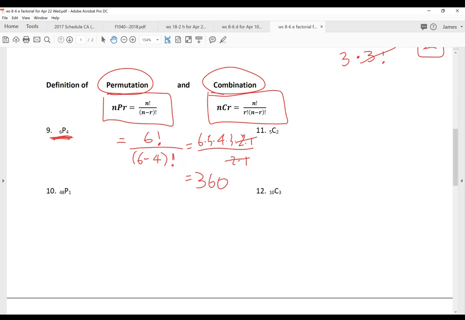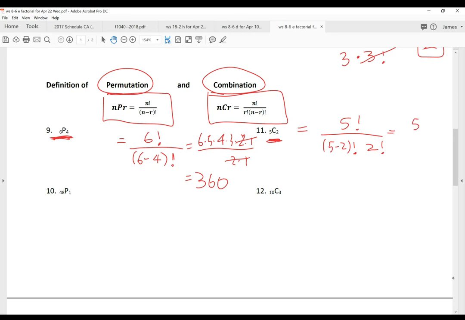Now combination, let's try to do number 11, 5 combination 2, 5C2. So we start the same way. The first number, 5, on top. In the bottom, we do 5 minus 2 factorial, just like permutation, the other one. But we also have another one with the 2 factorial. So you get basically two numbers in the bottom.